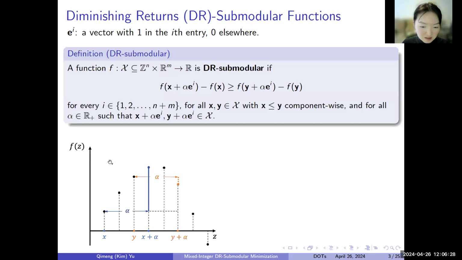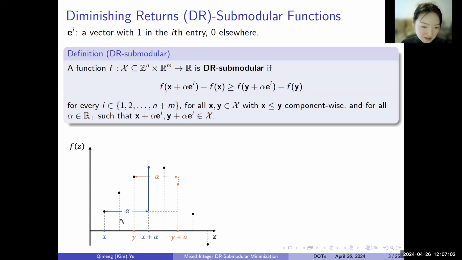Here is a picture of a univariate DR-submodular function, and the domain is over general integers. If we consider this pair of points, x and y, and let alpha be 3, then the length of this blue bar represents the marginal contribution, so this term. And the negative of the length of this dashed line segment corresponds to the right-hand side. So again, this is just an example to illustrate that this inequality does hold.